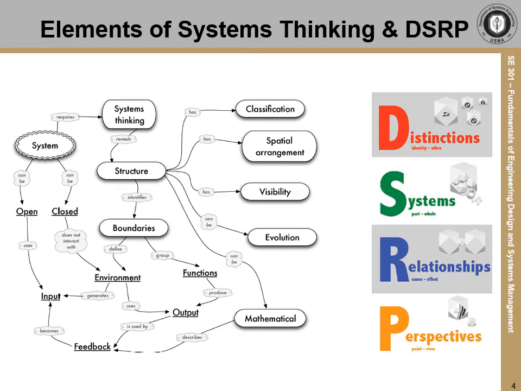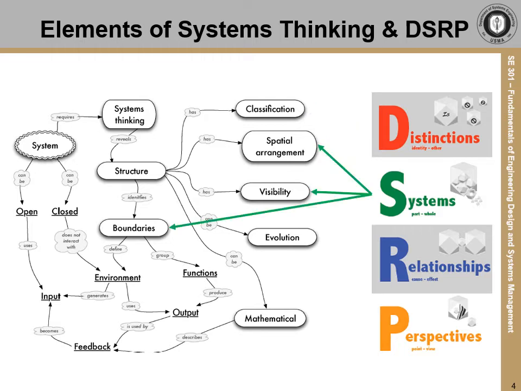The D represents the distinctions, the S the systems, part and a whole, the R relationships, some cause and effect, and the P perspectives, some point of view. And those can be applied to that structure. So we have systems thinking, and a way to unpack and create structure around systems thinking is the DSRP method.